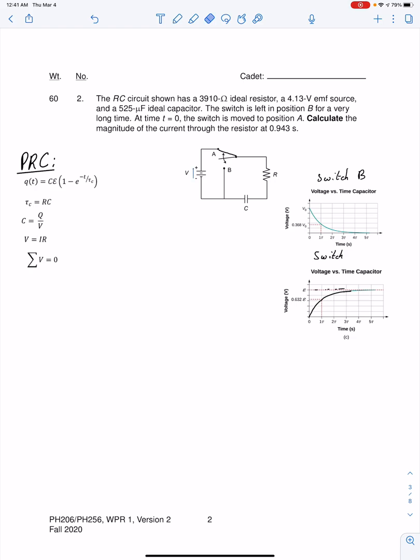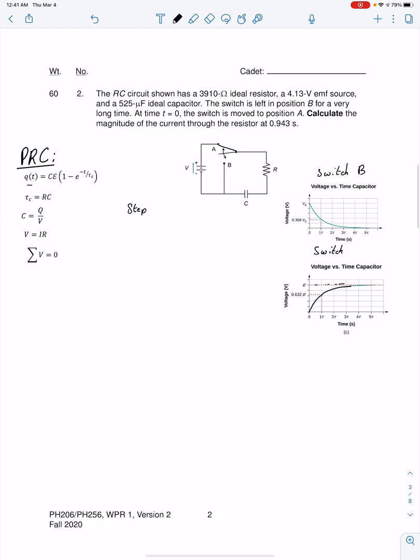So now that we got that out of the way, the first thing is step one. It is converting our RC equation, which is charge equals capacitance times the EMF of the battery times 1 minus e to the negative t over tau. And tau is the resistance times capacitance. So step one is convert.